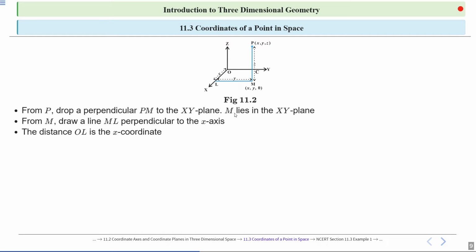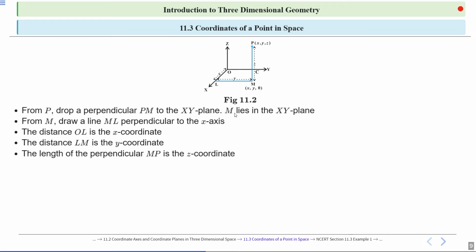The distance from the origin O to the point L along the x-axis is what we call the x-coordinate of point P. So this shows us how far along the x-axis the point P is, if we ignore its height and depth for now. Next, the distance from L to M moving parallel to the y-axis gives us the y-coordinate. This tells us how far P is from the x-axis in the y direction, again just considering the flat xy plane.